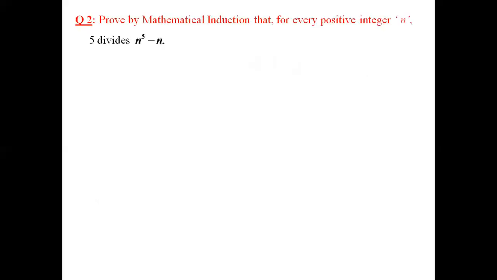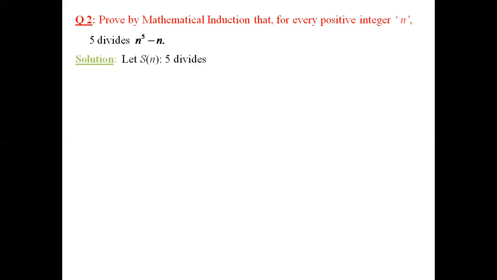Now let us see another problem on mathematical induction. Prove by mathematical induction that for every positive integer n, 5 divides n power 5 minus n. So we need to prove this resultant for all n greater than or equal to 1. By default, it will be taken as n greater than or equal to 1. If it is mentioned, fine, else we will be assuming it by default.